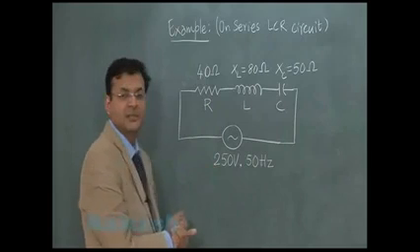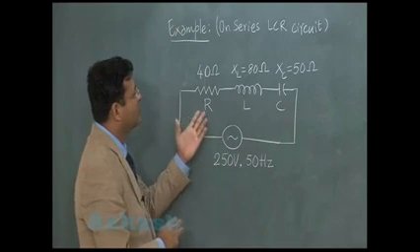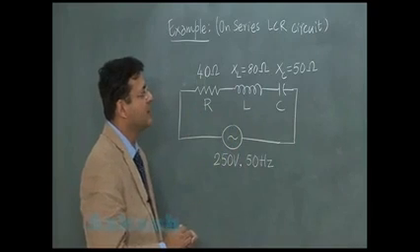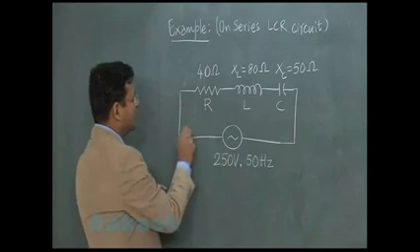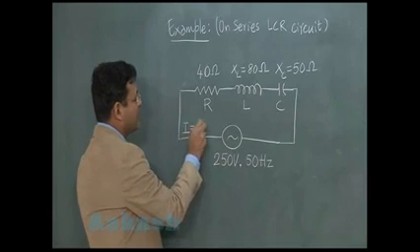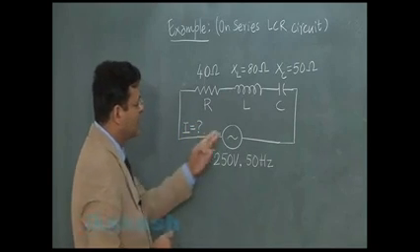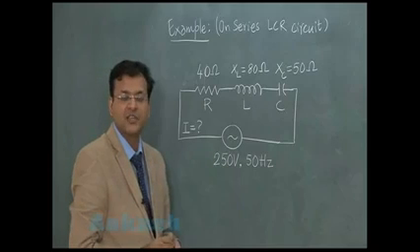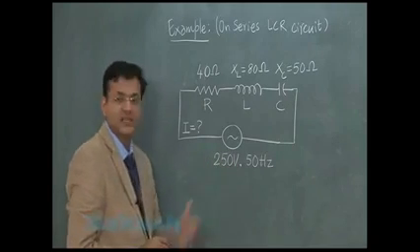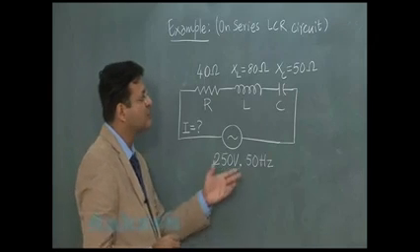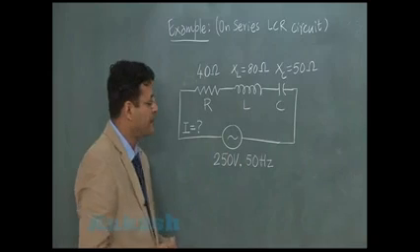Just to keep things very simple, the value of resistance is 40 ohm and the reactances of these two are given as 80 ohm and 50 ohm. And you have to find out what is the current flowing into the circuit. Of course, by current we mean this is the RMS value of current you will be obtaining, because when 250 volt has been mentioned, it's an RMS value, and this frequency now will not be used because that has already been calculated in the form of reactance.